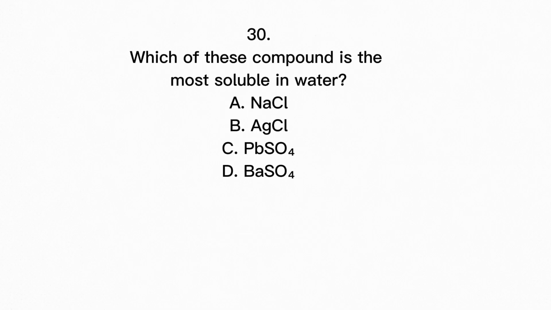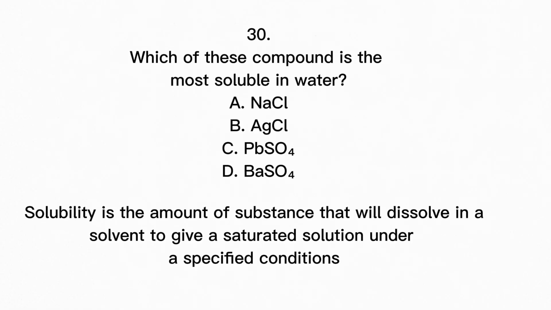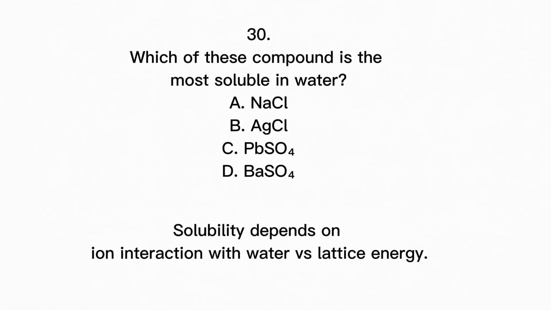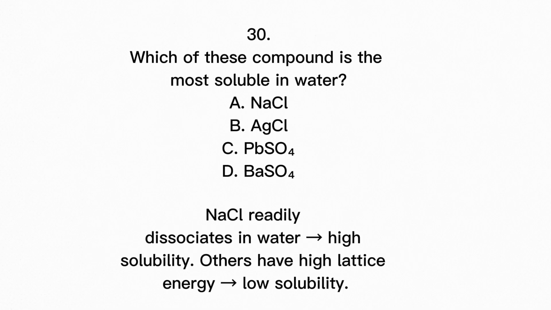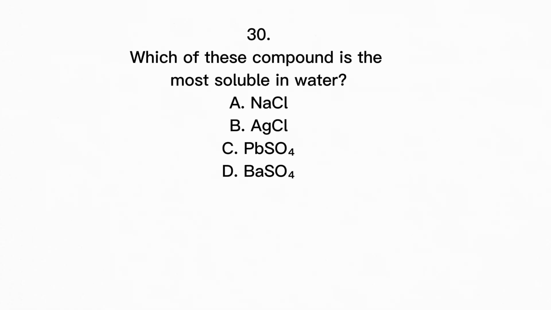Question 30. Which of these compounds is the most soluble in water? A. Sodium chloride, B. Silver chloride, C. Lead tetraoxosulfate, D. Barium tetraoxosulfate. Which option is the correct answer? Let's look at this definition. Solubility is the amount of a substance that will dissolve in a solvent to give a saturated solution under specified conditions. Solubility depends on ion interaction with water versus lattice energy. The answer of this question is A, because sodium chloride dissociates in water and has high solubility. Others have high lattice energy and low solubility.